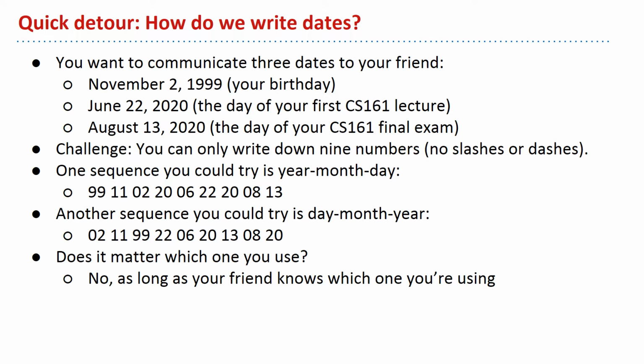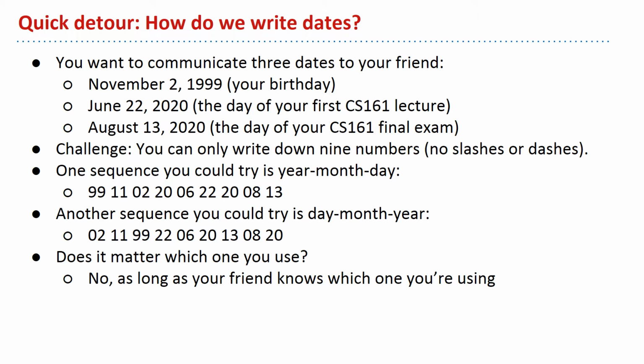And so one sequence of numbers you can try is writing the year, month, day of the first date, then the year, month, day of the second one, then the year, month, day of the third one. And that's what we've done here, right? The year is 99, the month is 11, and then the day is 02. And the second one, the year is 2020, so 20, the month is June, so 06, and then the day is 22, and so on.